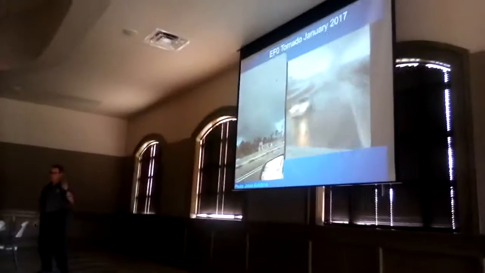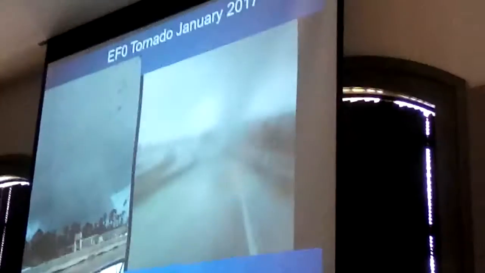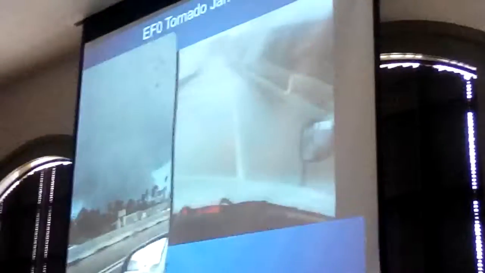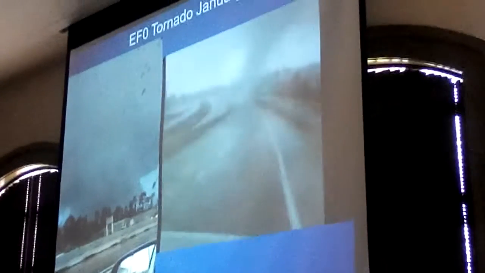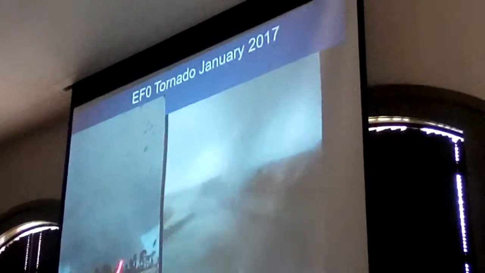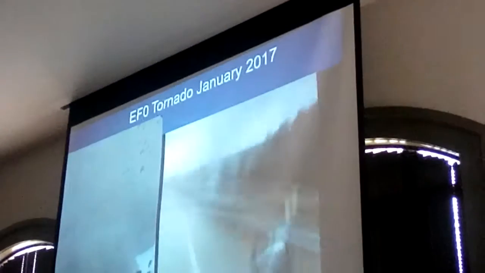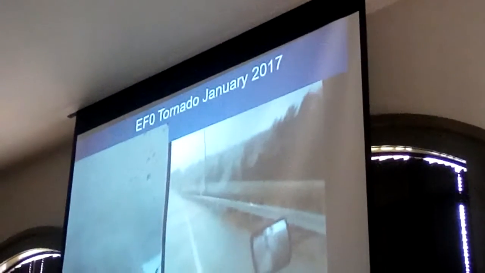So it turned out this one did not do much damage at all. I surveyed this. There were some pine needles, some limbs down. So fortunately, this was an EF0 tornado. But again, it came out of a supercell storm with a wall cloud.